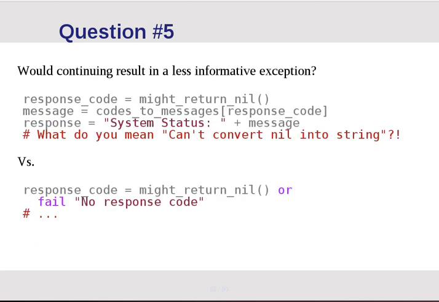Another question to ask yourself: would continuing on in this case result in a less informative exception? So, would not raising an exception here cause some weird second order, completely useless exception like can't convert nil into string? If that's the case, then maybe you do want to raise an exception. Maybe you want to raise it early while you still have an idea of what went wrong.